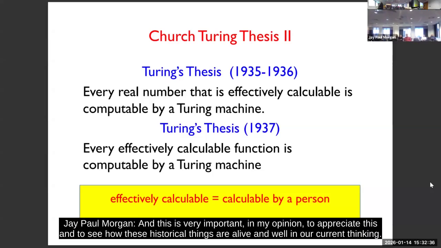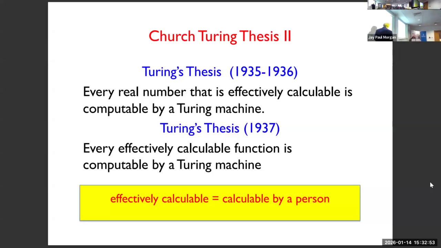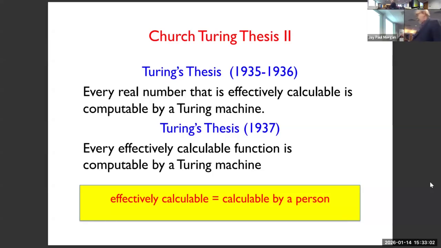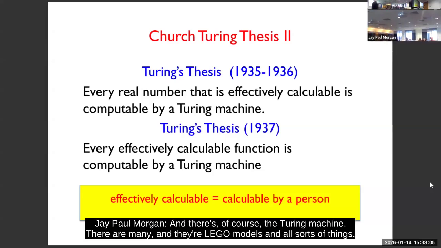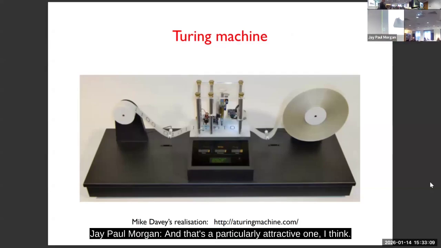But for Turing, and this is very important in my opinion, to appreciate this and to see how these historical things are alive and well in our current thinking, effectively calculable for Turing is calculable by a person. A person using symbols, systematically working their way through. That is what it means. And there's, of course, the Turing machine. There are many Lego models and all sorts of things.